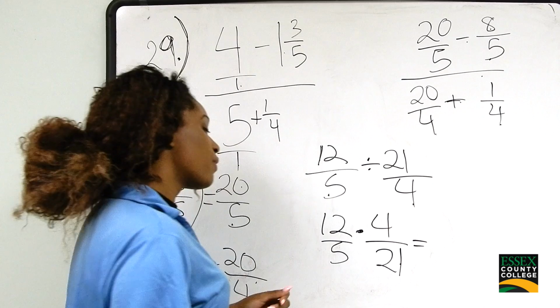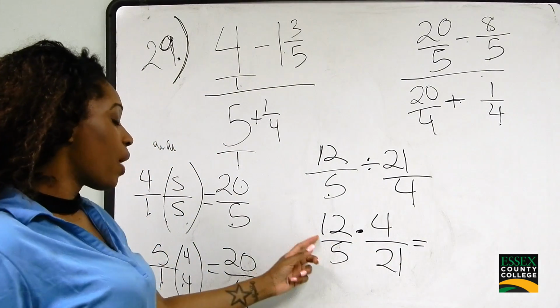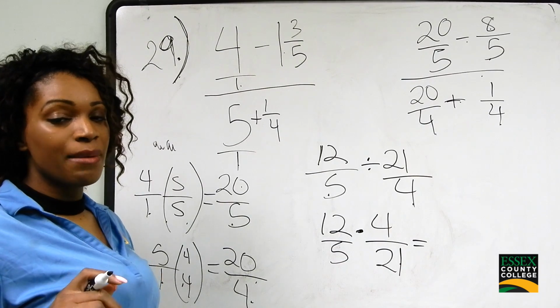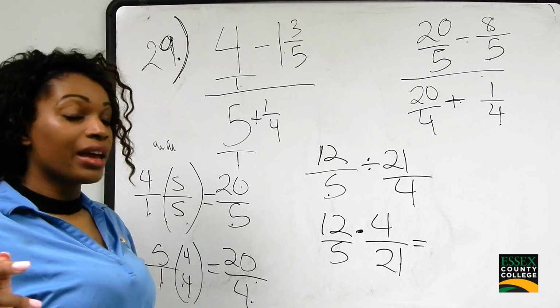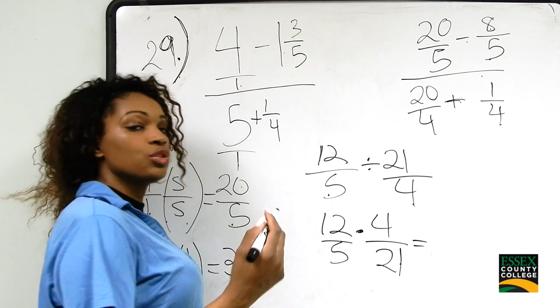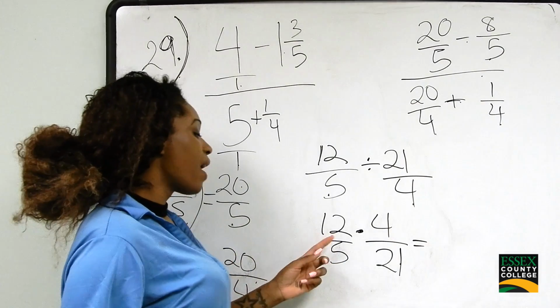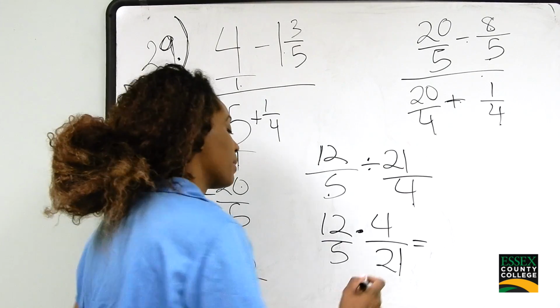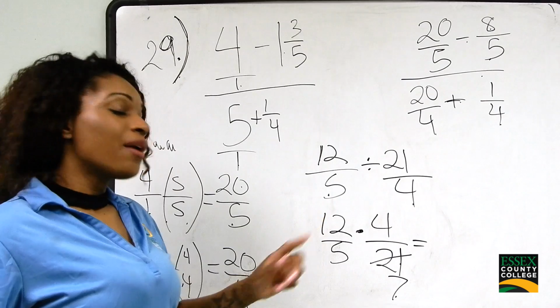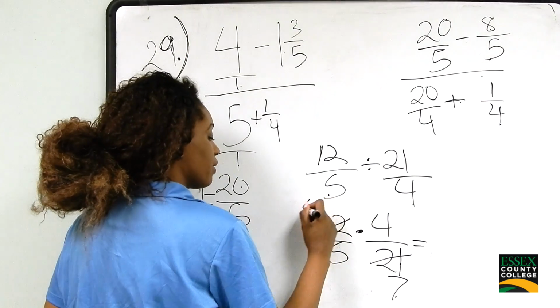Okay? And before I even multiply across, I see 12 and 21. And I know that 12 and 21 both have something in common. They have a factor in common. They have 3 in common, okay? If you don't know that, then you could think of factors or you can reduce at the end. So 12 and 21 both have 3 in common. So 21 divided by 3 is 7. And 12 divided by 3 is 4, okay?